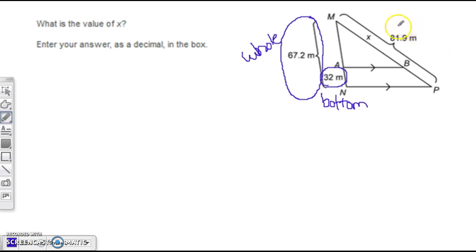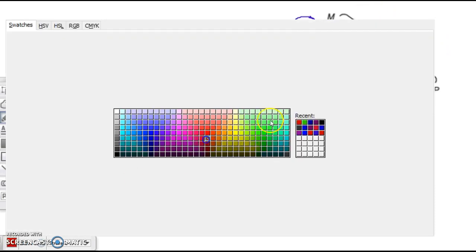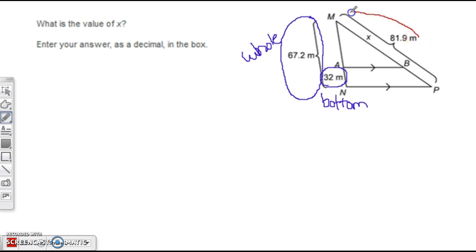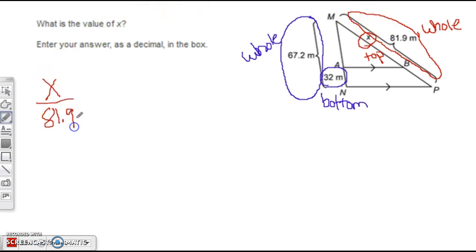And then I'm going to look over here. On this side, let me change colors for us. I'm given the whole length, and then I'm given the top. And since the top is x, I can't find the bottom. So I'm going to start off by setting up my fraction with the x. Wherever the x is, that's the one I'm going to use first. So it doesn't matter whether I do x over 81.9 or 81.9 over x. It does not matter. So I'm just going to do x over 81.9.